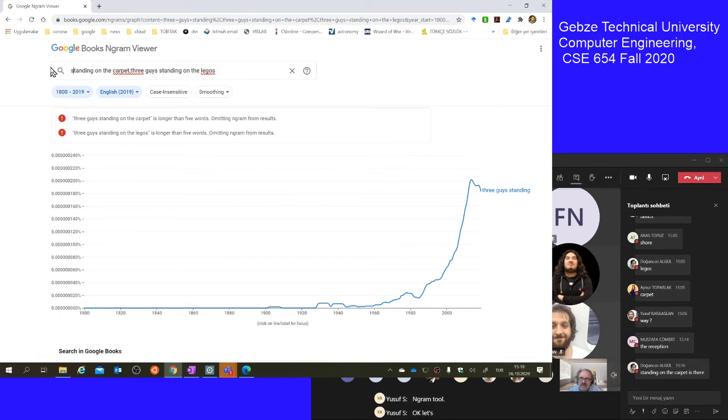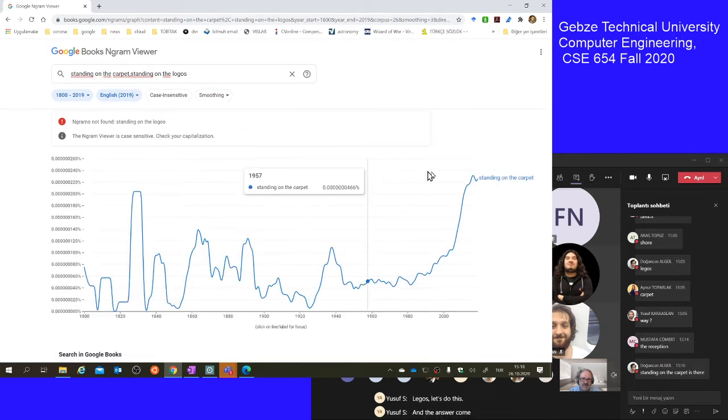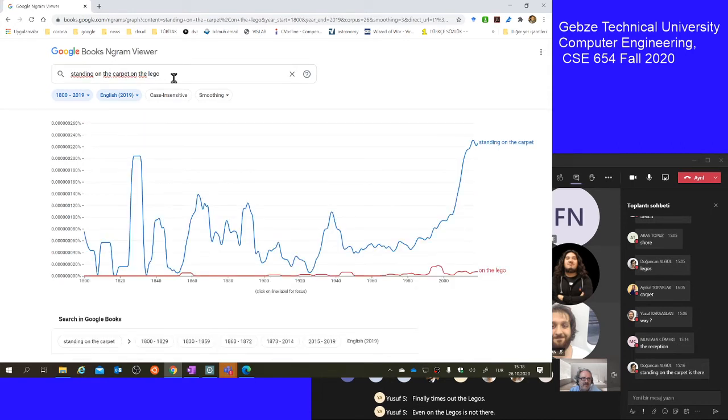Okay, let's maybe do it less complicated. "Standing on the carpet," like Doğancan suggested, and "standing on the Legos." Let's do this, and the answer comes back. "Standing on the carpet" is a lot. "Standing on the Legos," no. Lego is okay. "On the Legos," how many times? Even "on the Legos" is not there. Yeah, "on the Lego" is there, but "standing on the Lego" is not there. "On the Lego" is very small.